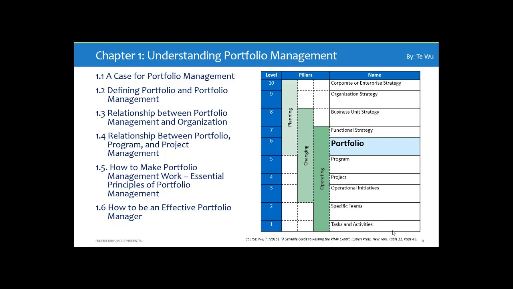So, in chapter one, we make a case for portfolio management. We talk about what portfolio management and a portfolio are, what the relationships are between portfolio management and the organization, and between portfolio, program, and project management, and how to make portfolio management work. What are some essential principles that executives ought to keep in mind? And then finally, how to be an effective portfolio manager.